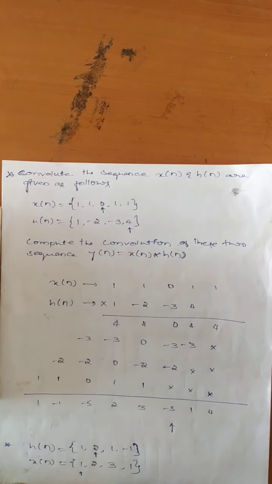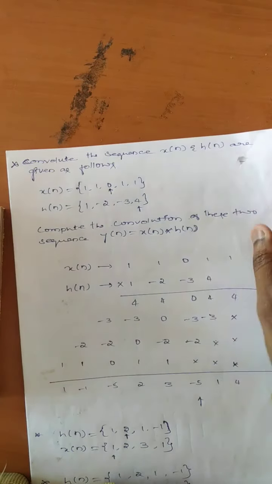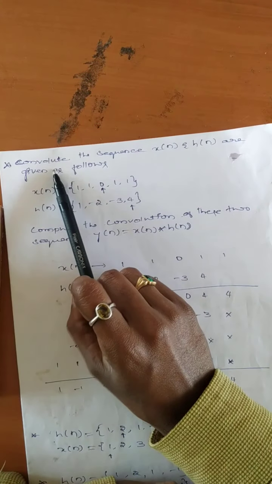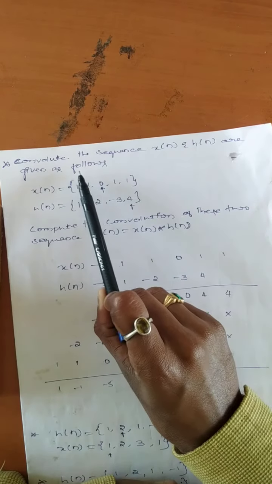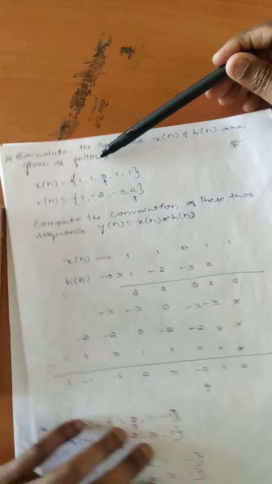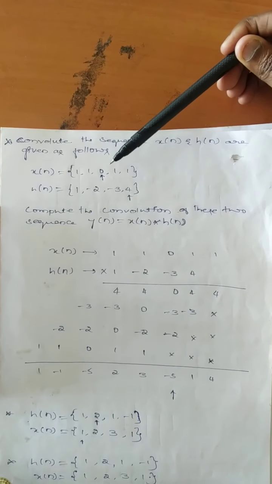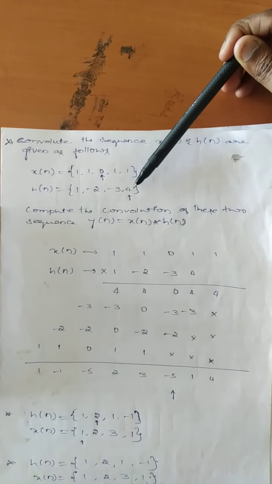Good morning, dear students. In this section I will be discussing convolution sum. The problem is like this: convolve the sequences x of n and h of n, which are given as follows. This is the given question: x of n is equal to 1, 1, 0, 1, 1, and h of n is 1, minus 2, minus 3, and minus 4.